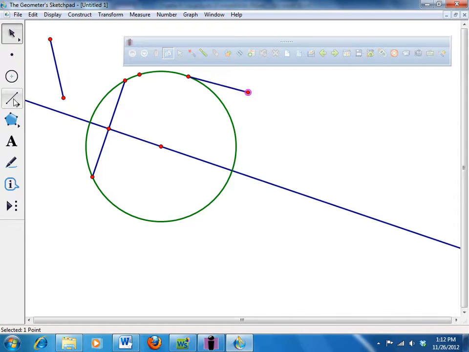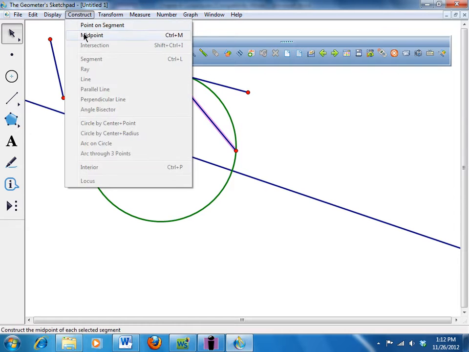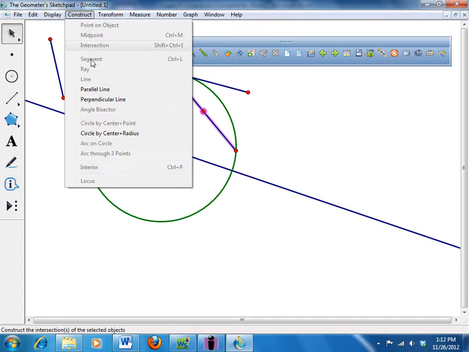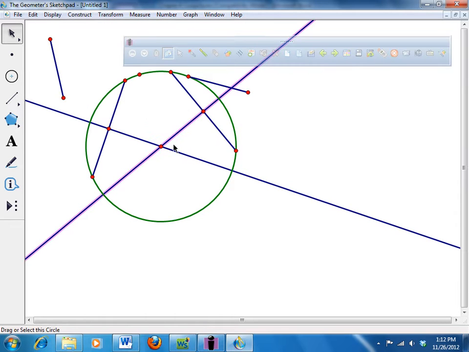Let's try that again. If I do it again, make another chord like here, here. Okay? And then I put a point on the midpoint. Construct midpoint. So like this. Construct perpendicular line. Notice that both of these go through the center of the circle, right?